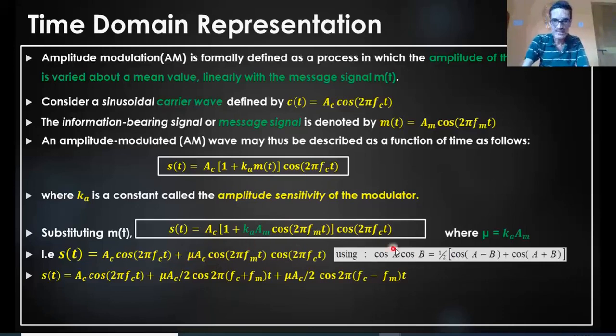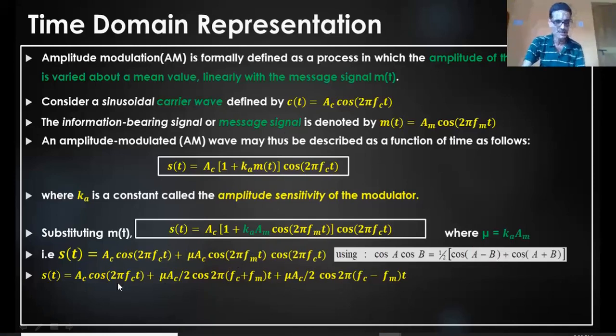Now I will use a standard trigonometric relationship, cos A cos B, which is given by half of cos(A minus B) plus cos(A plus B). I will apply it over here. So I get the first term as it is. By applying the trigonometric rule, I will get this particular term, that is mu Ac by 2 cos of 2 pi (fc plus fm) t. I take this as A, this as B in this standard equation. So it's cos 2 pi (fc plus fm) t plus mu Ac by 2 cos of 2 pi (fc minus fm) t. So the standard equation is represented in another way like this.